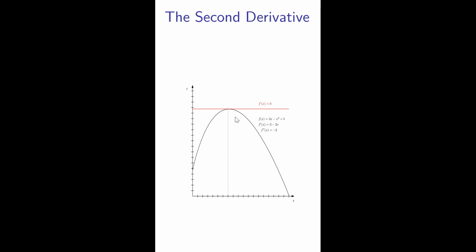Now, how does this maximum relate to the second derivative? We take the first derivative, which is in this case 3 minus 2x, from here the 5 drops out. And then we take the second derivative, which is minus 2, so it's always negative.